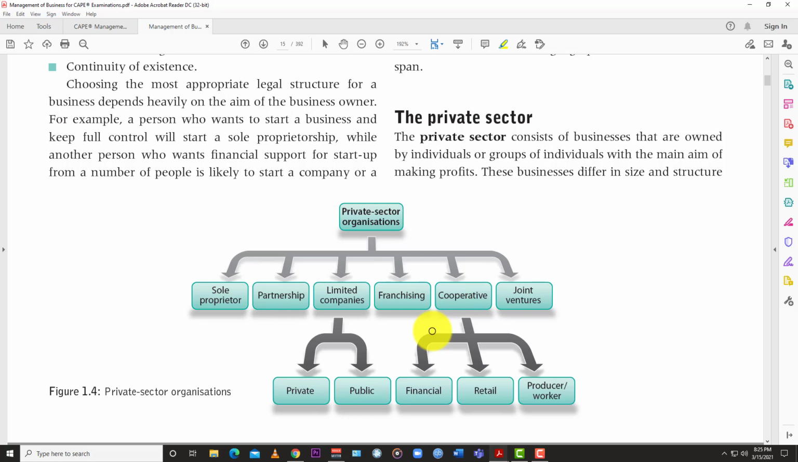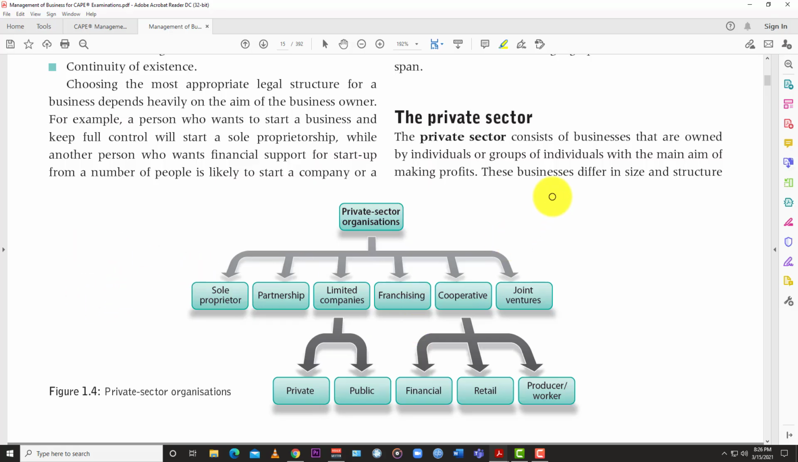So those are some of the key differences right there. So you have a private sector, you have a public sector. The private sector contains all of these legal structures of organizations that are owned and operated by private individuals or groups of private individuals. They are not controlled by the government. But of course, they would have to abide by laws and rules that the government put in place for sure.